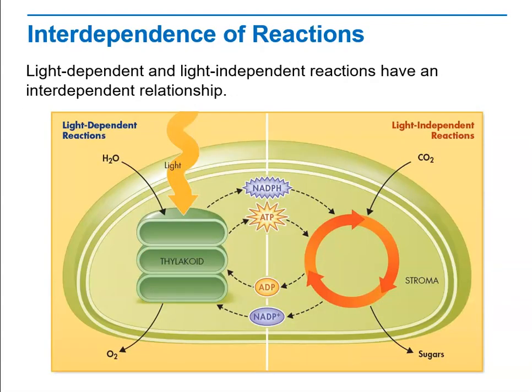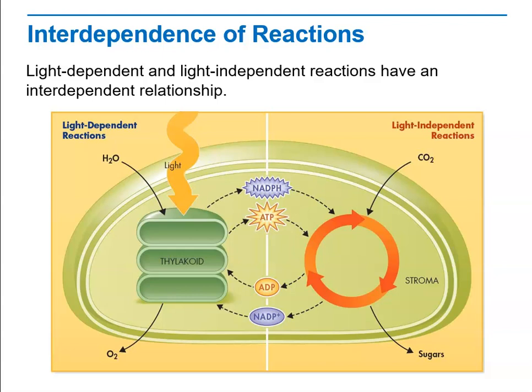The two sets of reactions work together to capture the energy of sunlight and transform it into energy-rich compounds such as carbohydrates. The light-dependent reactions, remember this, capture the energy of sunlight and transfer that energy into electron carriers. Those electron carriers carry those high-energy electrons to fuel the light-independent reactions. And in the light-independent reactions, the plants will take in carbon dioxide and produce sugars.